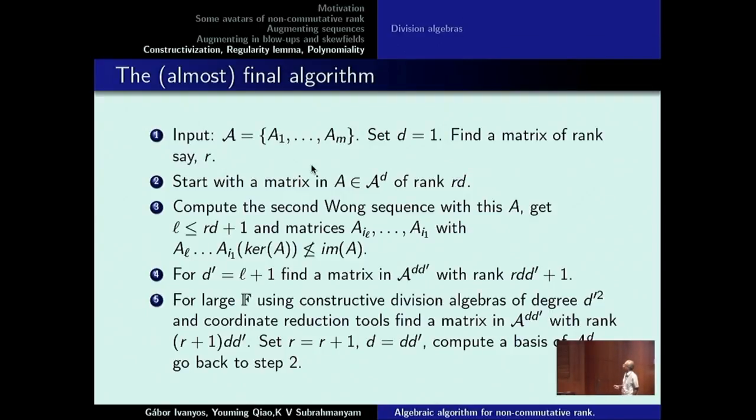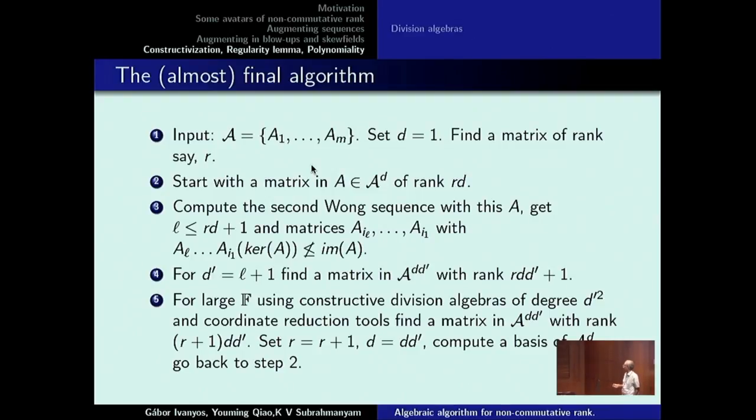So here is the almost final algorithm. We find a matrix of rank R, then we go up to the blow up space, get a matrix of rank RD, and we set up our matrices so that I get a larger rank matrix. I started with a matrix of rank RD inside this blow up space AD, and I find a collection of matrices which pull me out from the kernel of the matrix of largest rank that we have in a given iteration. Then by going to a slightly larger blow up space, we can increase the rank. And this is the almost final algorithm.